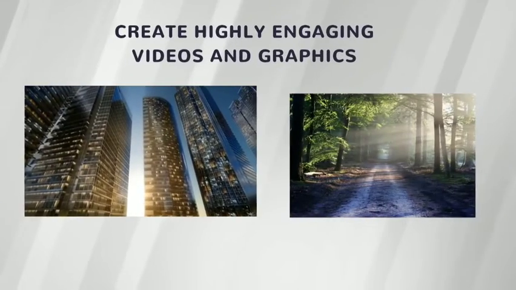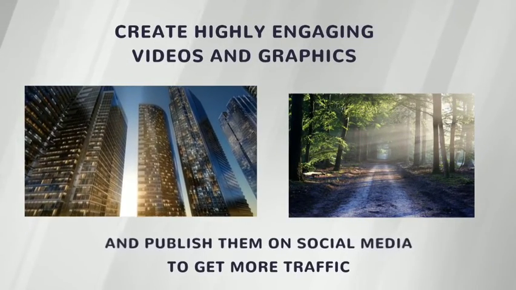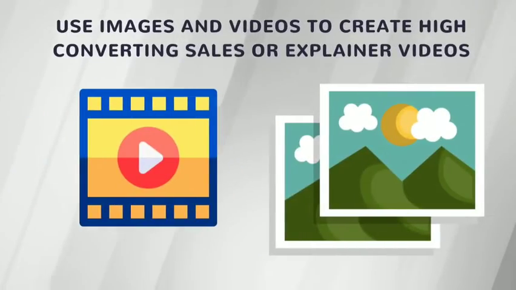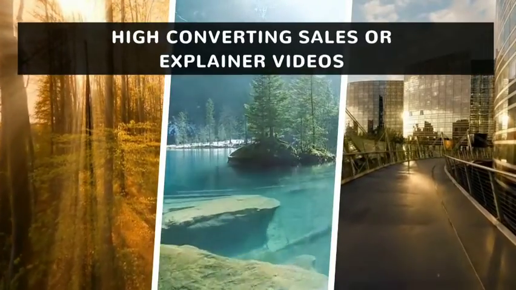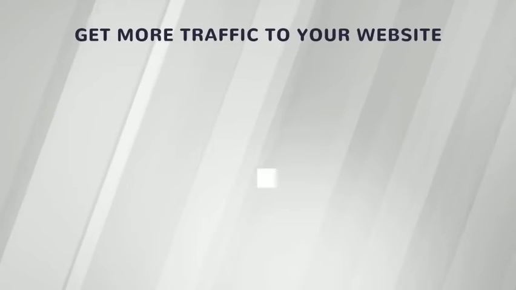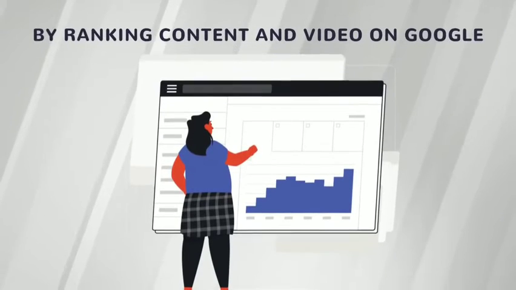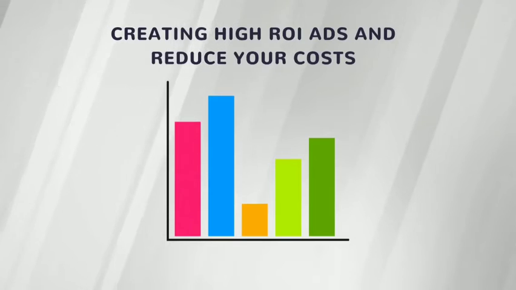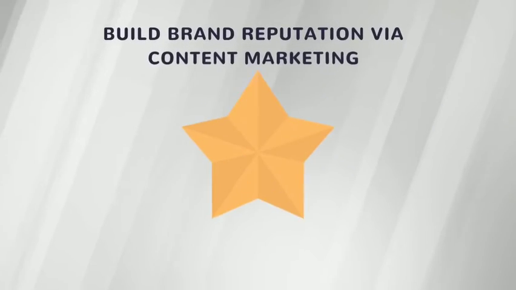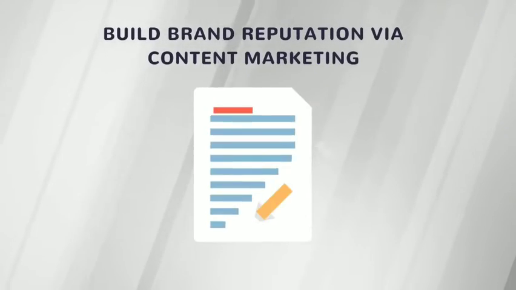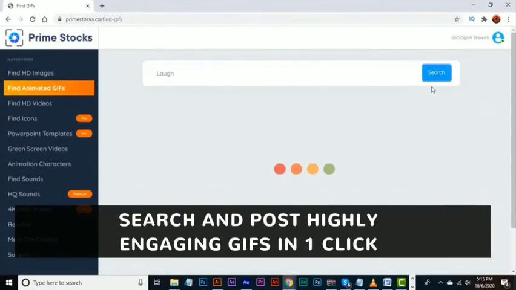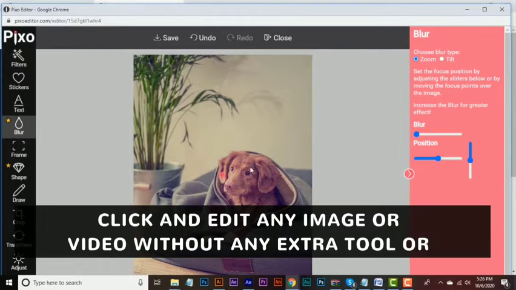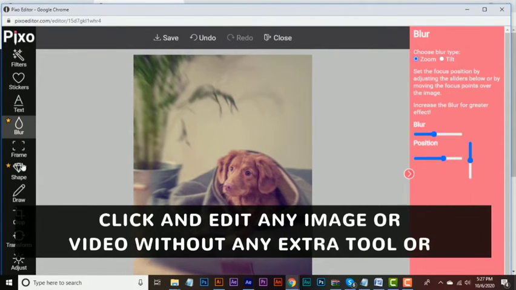Create highly engaging videos and graphics and publish them on social media to get more traffic. Use images and videos to create high-converting sales or explainer videos. Get more traffic to your website by ranking content and video on Google. Create high ROI ads and reduce your costs. Build brand reputation via content marketing. Search and post highly engaging GIFs in one click. Click and edit any image or video without any extra tool or subscriptions.